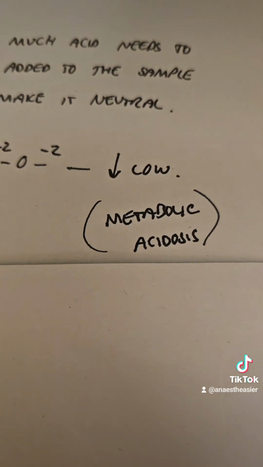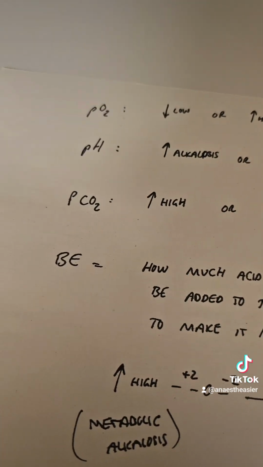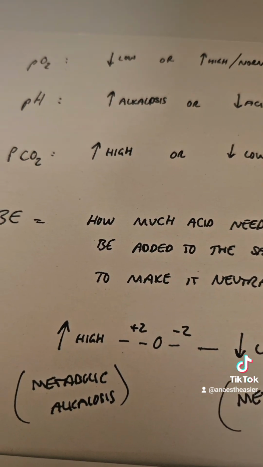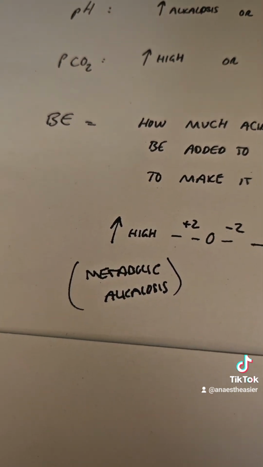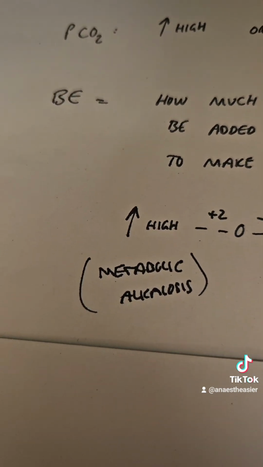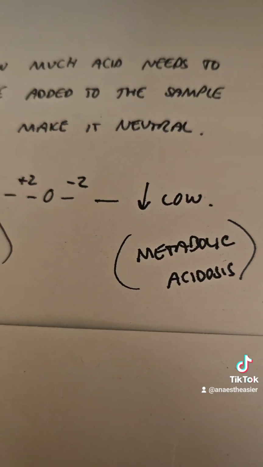And the reason it's a metabolic acidosis or alkalosis is because the machine has taken CO2 out of the equation by normalizing it within the machine itself. So basically, if you look at the base excess, it tells you what metabolic process is going on. If you've got a high base excess, there's a metabolic alkalosis going on, and if you've got a low base excess, there's a metabolic acidosis going on.